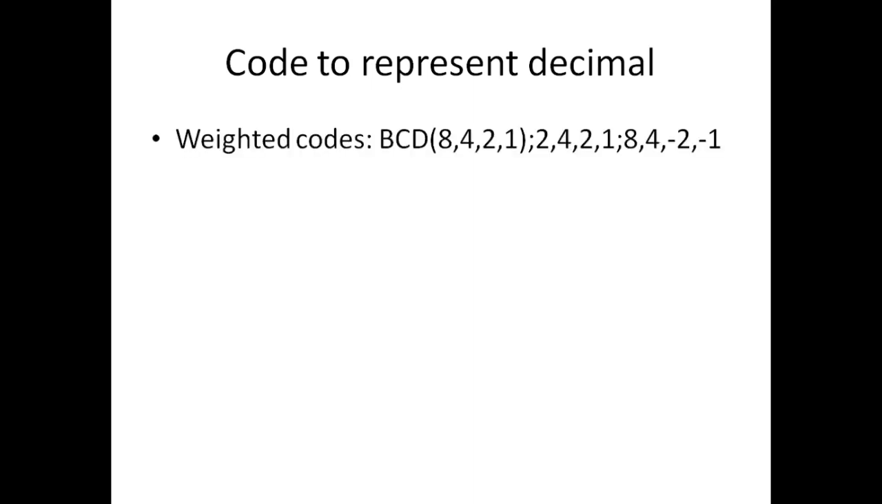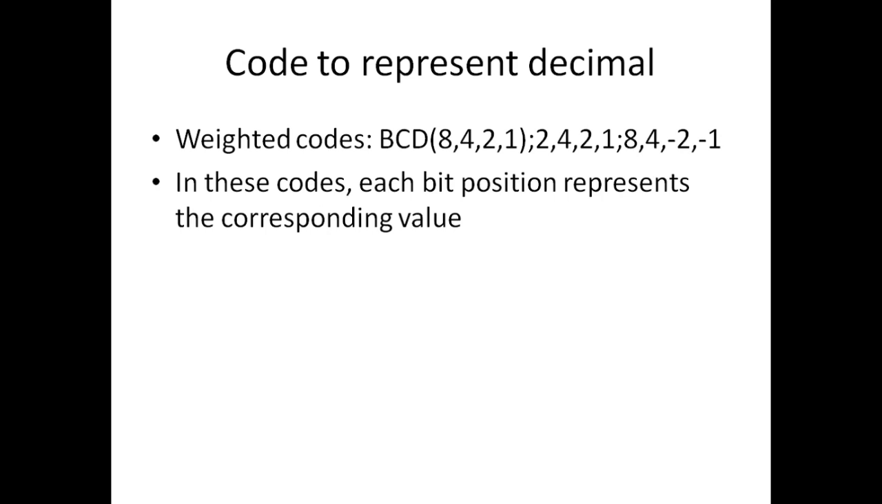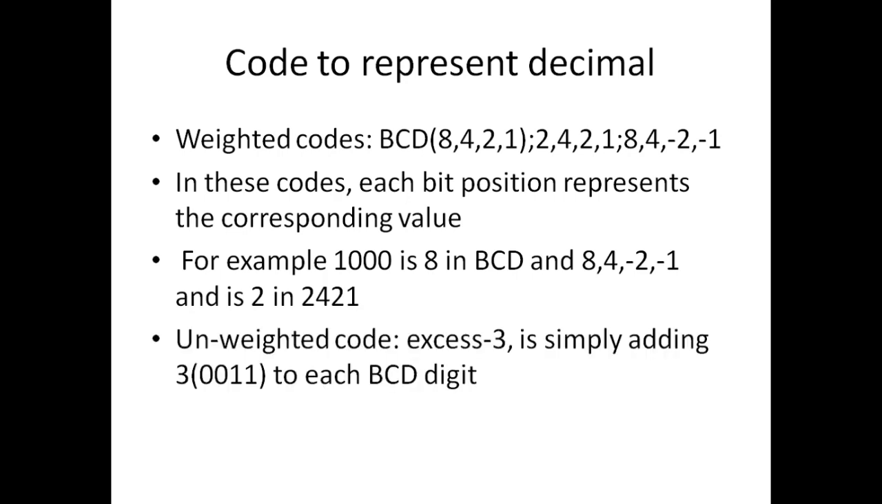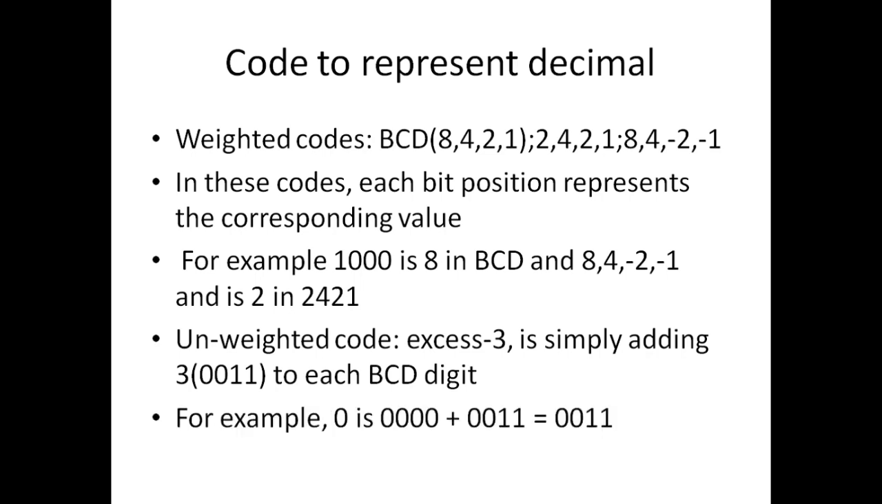There's weighted codes like BCD, as well as some unique ones listed here. Each bit position in the code will represent a value. For example, the number 1000 has a 1 in the furthermost left bit position, which is 8 in BCD and 2 in 2421. There's also unweighted code like XS3, which is just BCD with 3 added to it. Take note of the example here.